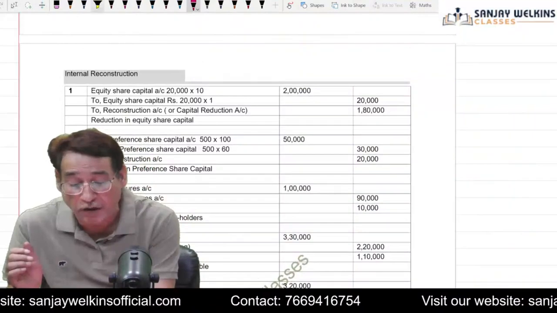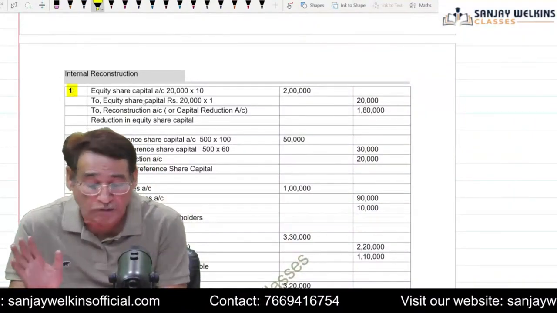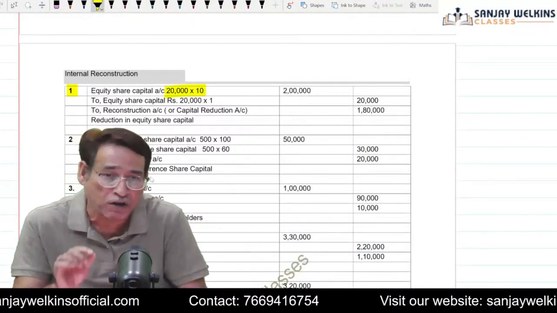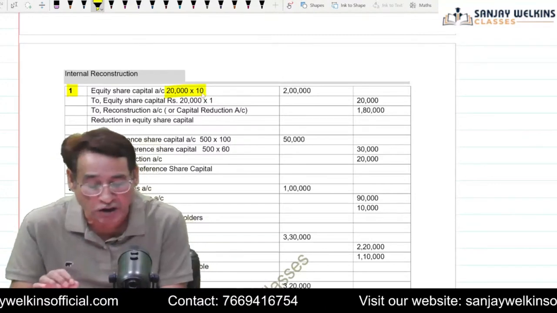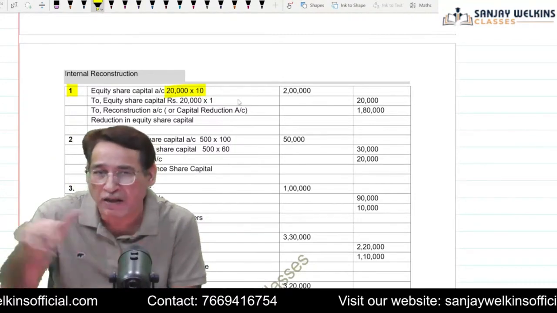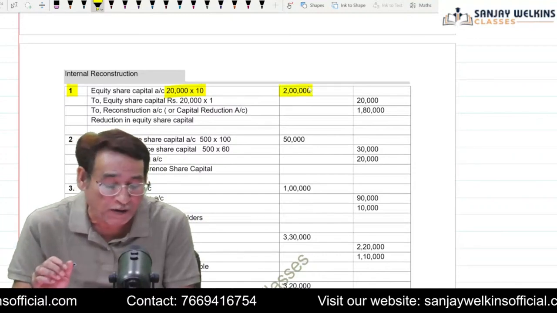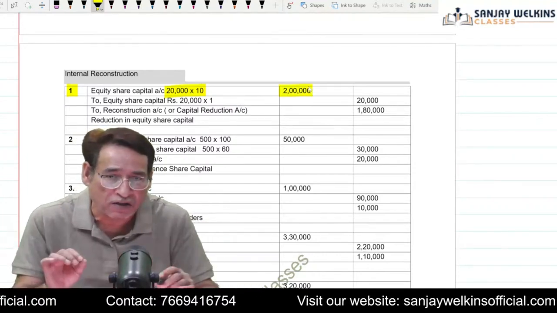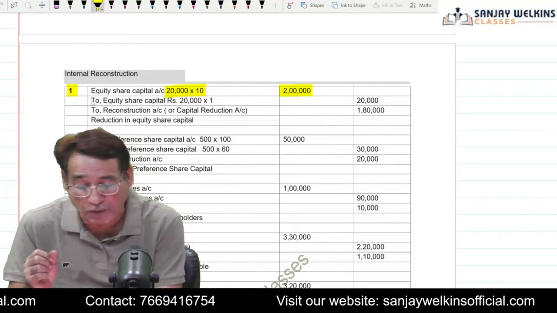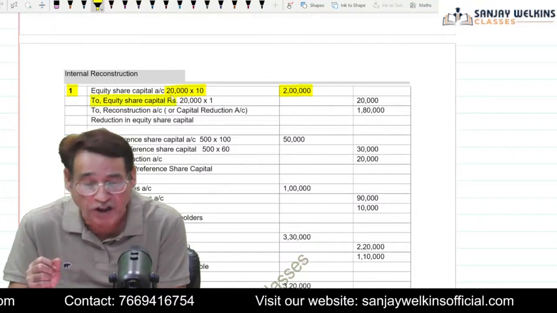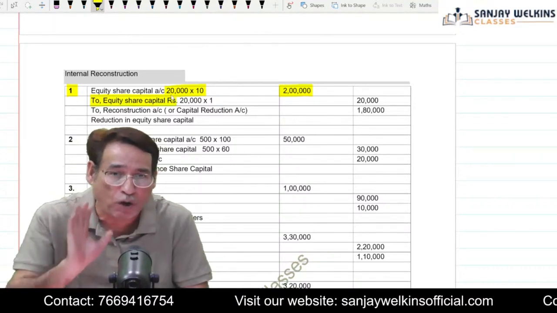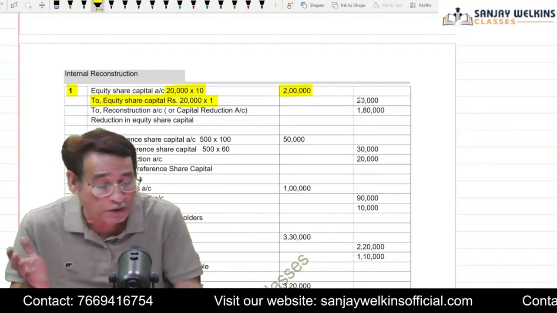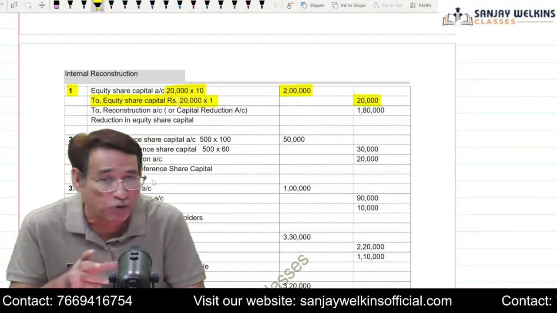So how are you going to pass the entry? Your entry will be equity share capital account debit. First of all, write your existing equity share capital. You will debit it. It means you are canceling the existing equity share capital. Now, what is your new equity share capital? Because the equity share capital face value has been reduced from 10 to 1, the new equity share capital will be only rupees 20,000 into 1.